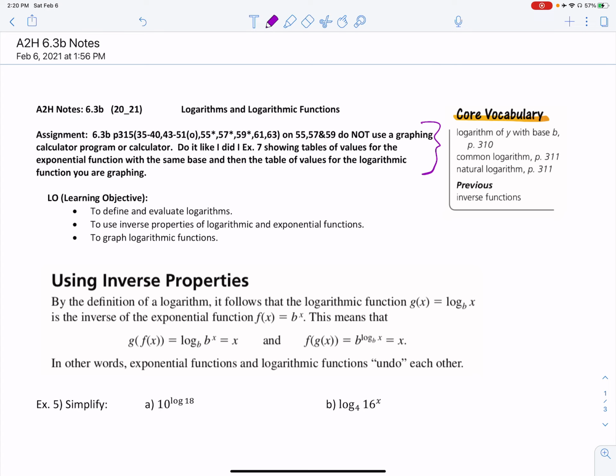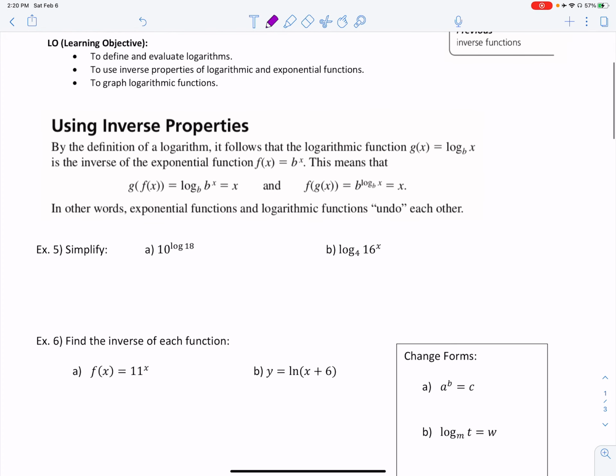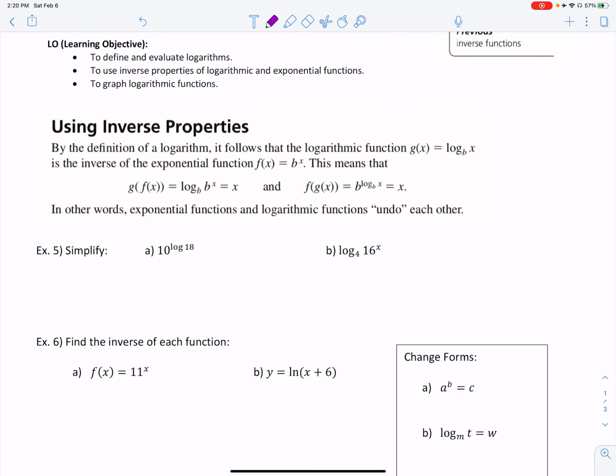55, 57, 59. Do not use a graphing calculator program or calculator. Do it like I did example 7, showing tables of values. Those will be required on the tests, and they need to be done on the homework as well. So, inverse properties, there's some special things.